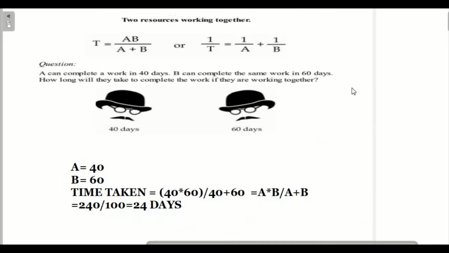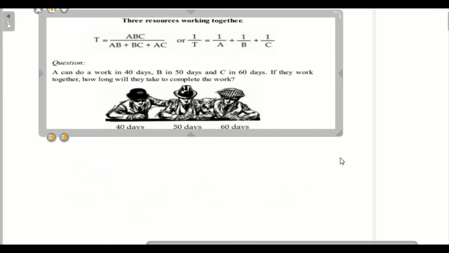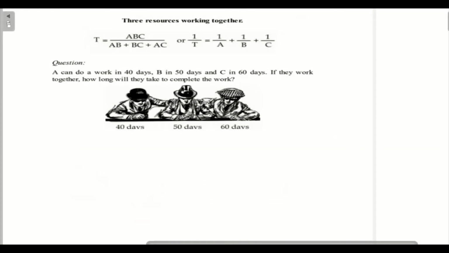Okay. So if we have two persons, and we have to find how many days they take to complete the work combined, we have to use the formula A into B by A plus B. Okay. Shall we go for the next sum? So here we have three people. So what we did before, we are going to do the same thing here also.